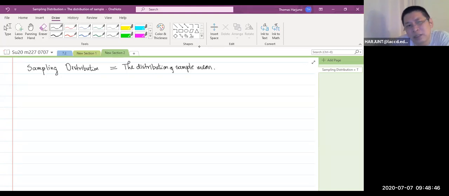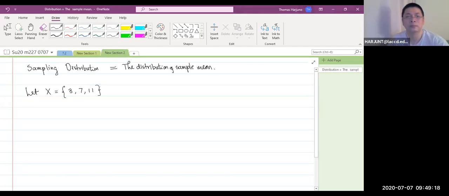Now, this is a bit hard to explain. Just explaining this one concept will take us a while, but trust me, if you read the book, it will be even more confusing. So I will just use one example. Let's take a look at the following. Let X be the random variable of, let's say, 3, and then 7, and then 11. And suppose this is equally likely.